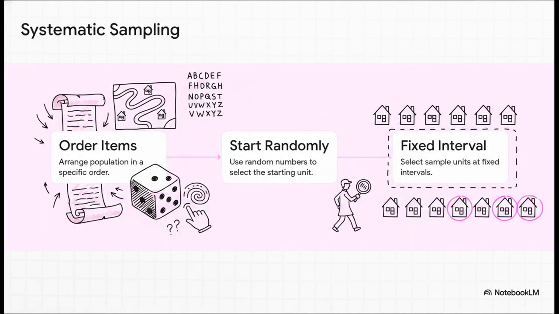But hey, what if you need just a little more structure in your life? That is exactly where systematic sampling comes in. Step 1, you arrange your population in a specific order. Maybe that's alphabetically, or maybe it's geographically down a street. Step 2, you use a random number to pick your very first starting unit. And step 3, you select the rest at fixed intervals. So imagine you're a researcher walking down a massive suburban street. You roll a die, you get a 4, so you start at the 4th house, and from then on, you knock on every 10th house. It introduces this really nice, reliable rhythm to your random selection.